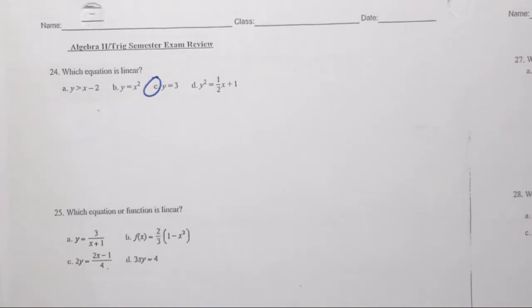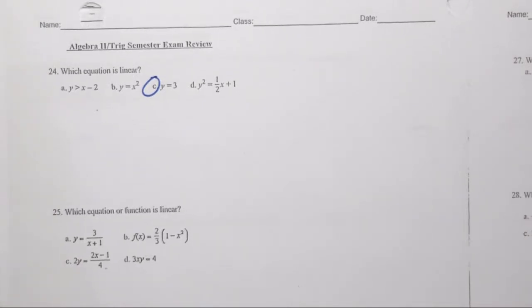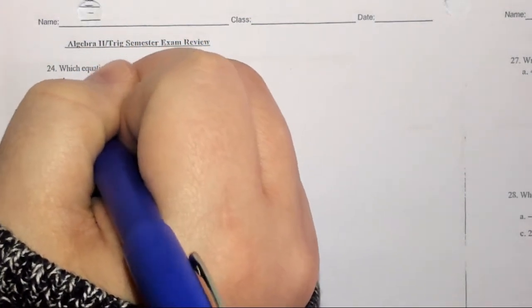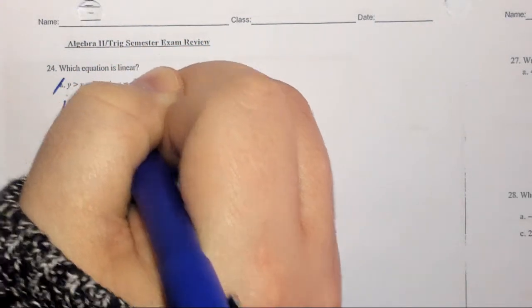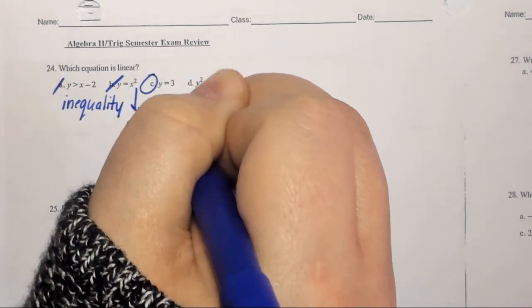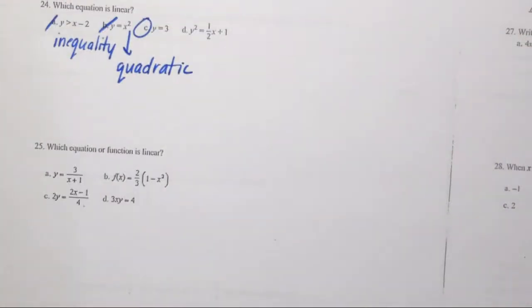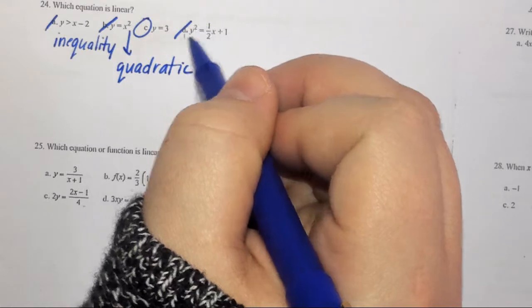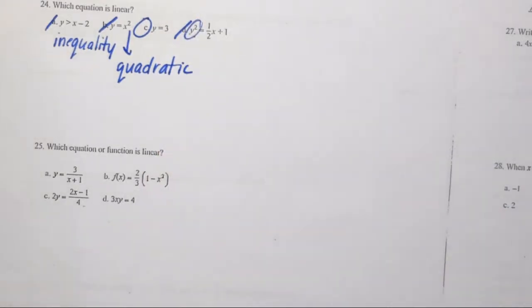So 24, 25, 26 are asking about whether or not a given equation is linear. I know A is not linear because that's an inequality. I know B is not linear because that's a quadratic, and we've been dealing with parabolas for a while now. And then D has the same issue because of that squared. So it had to be C, y equals 3. And that one, I think, was kind of obvious, whereas 25, not so obvious.